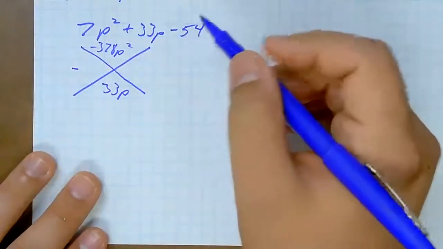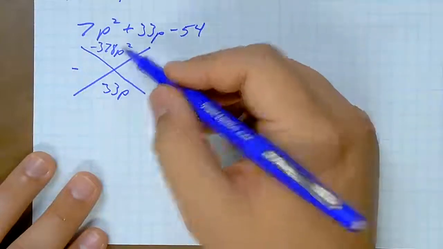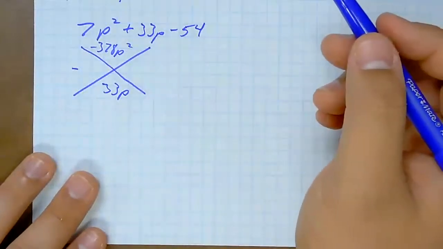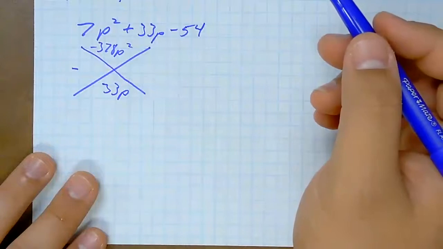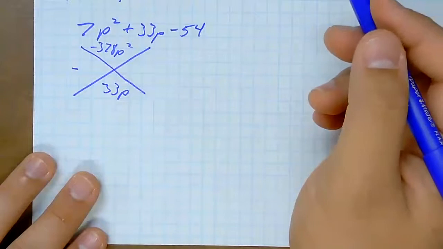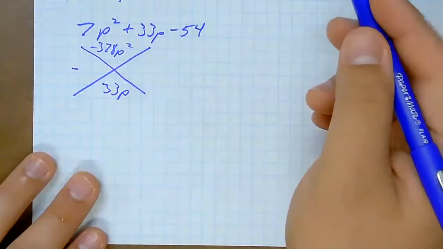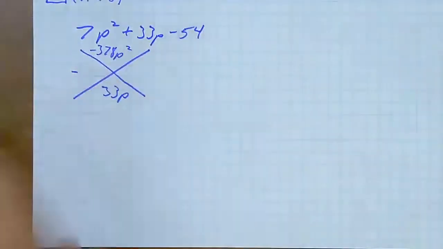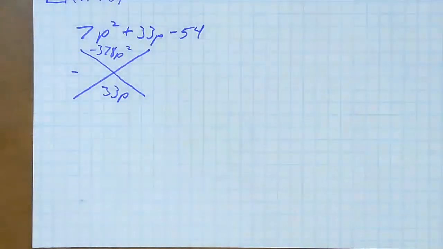So in this case, we have to figure out, all right, so what multiplies to 378 and adds to 33? So they're going to be 33 apart. So we do 9 times 42. Let's check that.